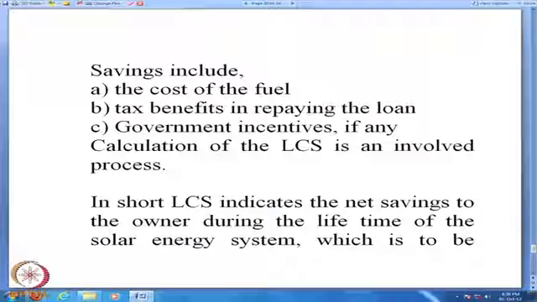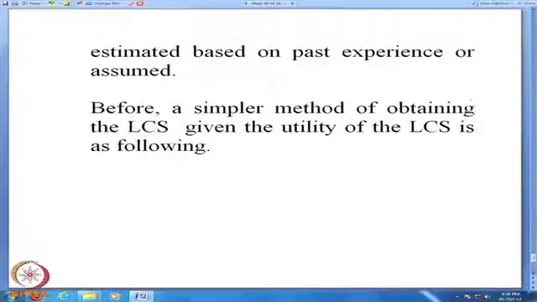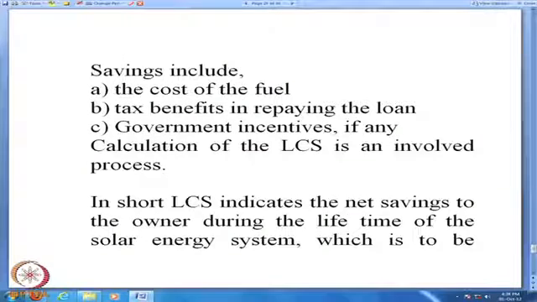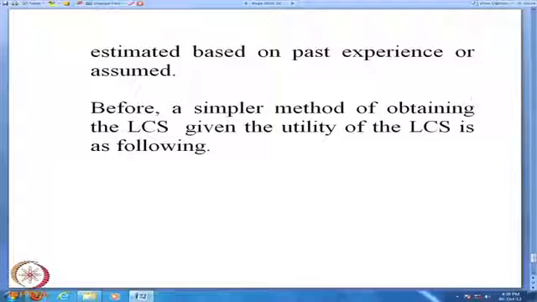So, in addition you have to bring in what is called the present worth factor. What is the value today of 100 rupees 10 years later? In short, LCS indicates the net savings to the owner during the lifetime of the solar energy system, which is to be estimated based on past experience or assumed. That is not the LCS; the life time period, 10 years, 20 years, 15 years, has to be assumed.